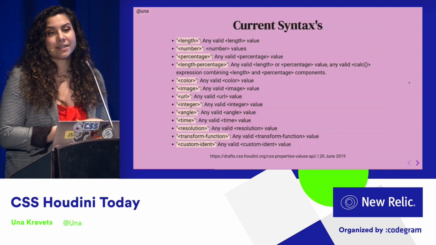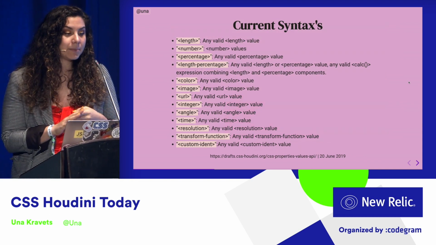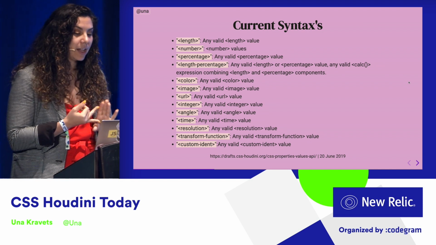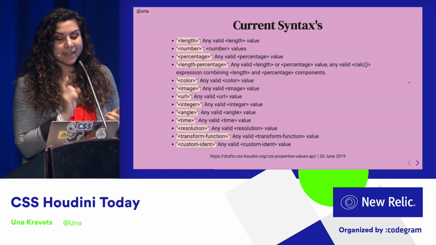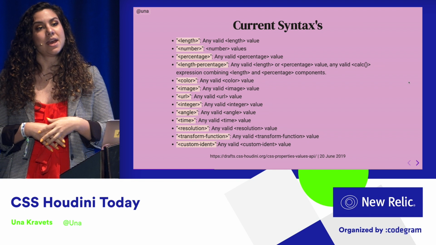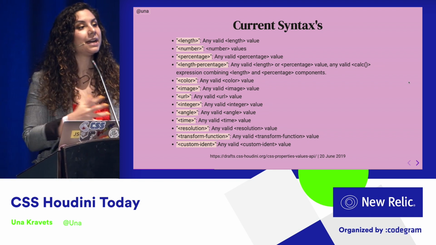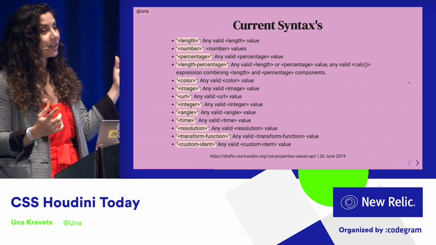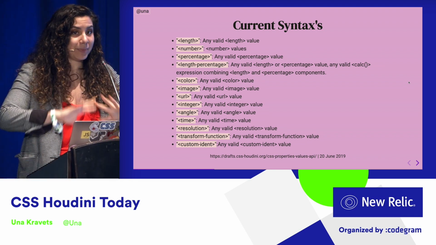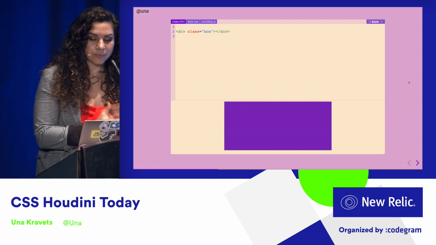The current syntaxes for custom properties are length, number, percentage, color, image, URL, integer, angle, time, resolution, transform function. And if none of those worked for you, you can use a custom identifier, or a custom ident, which I do in a later example here. And they're great. You can put anything you want in there.